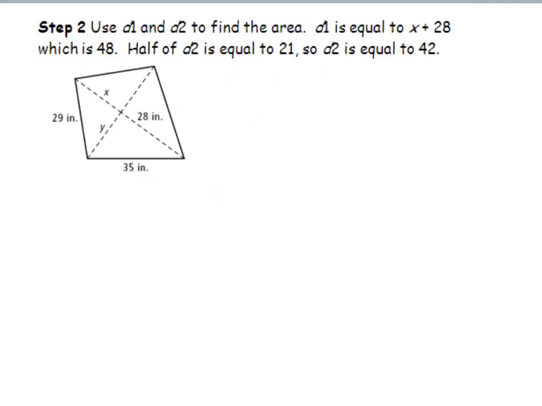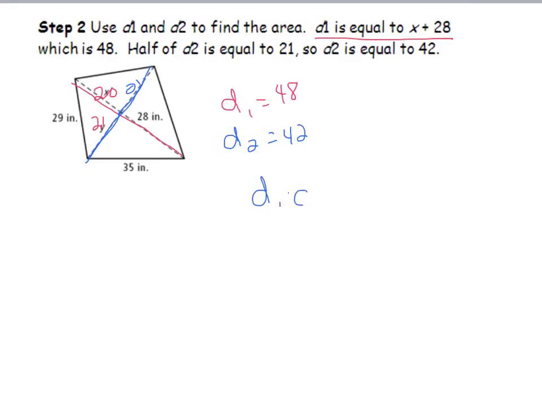All right, so remember, you guys, we had that this piece here, y, is actually going to be 21, and we had that x is 20, right? So don't forget that your first diagonal is the 20 plus the 28, so diagonal 1's actually 48. And don't forget that your second diagonal, these are bisecting, so if this is 21 here, this has to be 21, leaving me my second diagonal to be 42. So now diagonal 1 times diagonal 2 over 2 gives me 48 times 42 over 2, which is 1,008 inches squared.